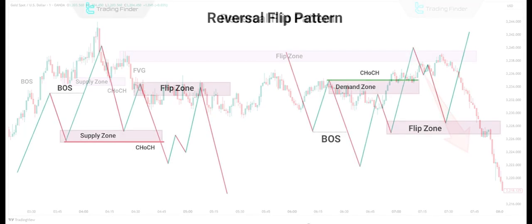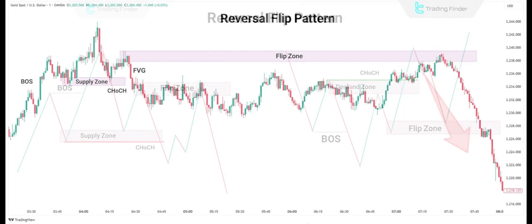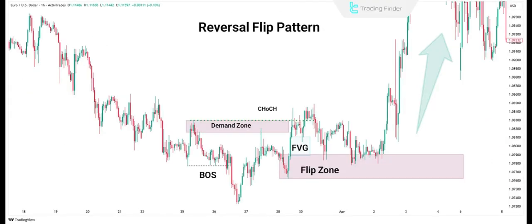Reversal flip pattern. Beginning of a downtrend. Price creates higher highs and higher lows, HH/HL, then enters a higher timeframe supply zone. After a short reaction, it fails to form a new high and breaks the previous demand zone, creating a new supply flip zone. This signals the end of the uptrend and the beginning of a bearish phase.